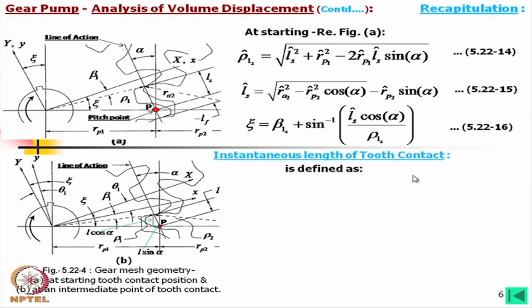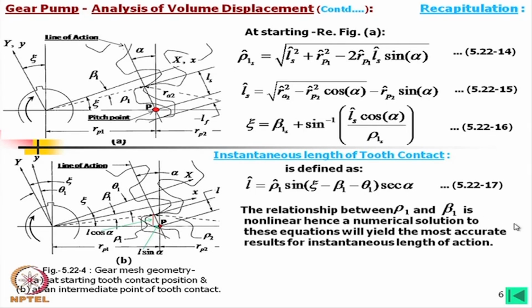and then the instantaneous length of tooth contact is defined as L is equal to rho 1 sine of this angle and sec alpha. Now, the relationship between rho 1 and beta 1 is nonlinear, hence the numerical solution to this equation will yield the most accurate results for instantaneous length of action. We can solve this numerically, but what I would like to mention, say this alpha is the pressure angle.